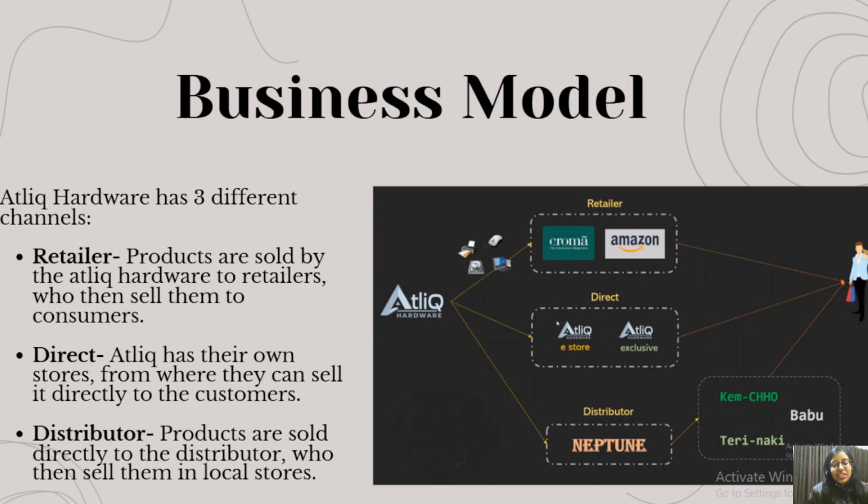And the third one is the distributor. In some countries like North Korea and China, we can't sell our products directly to the end customers. So through the distributor channel, like Neptune, they sell the products to the local markets, and from these local markets it becomes accessible to the end consumers.